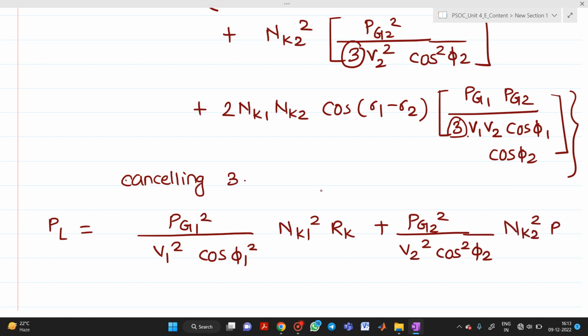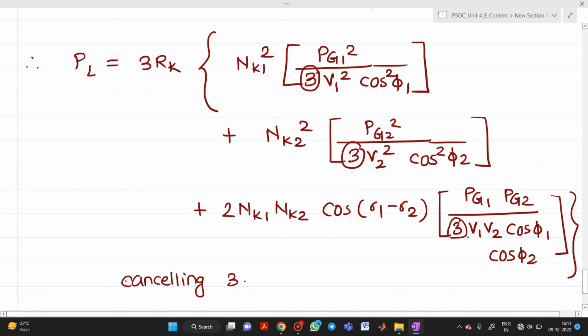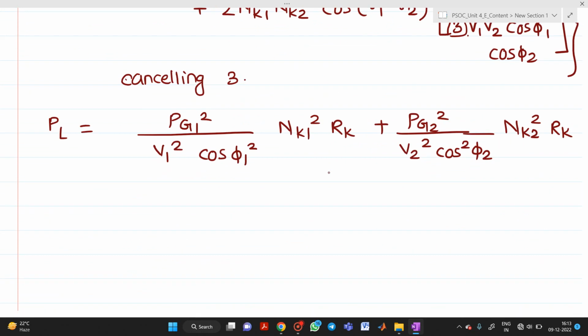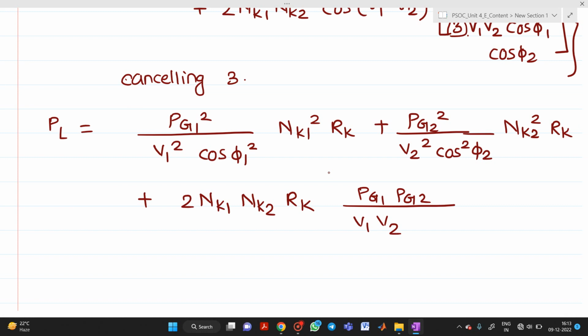into nk2 square into Rk. I just have multiplied this Rk inside, and the remaining term will be 2 into nk1 into nk2 into Rk, and whatever will be the remaining term is Pg1 into Pg2 divided by V1 V2 cos phi 1 into cos phi 2. So this term you will get as PL.